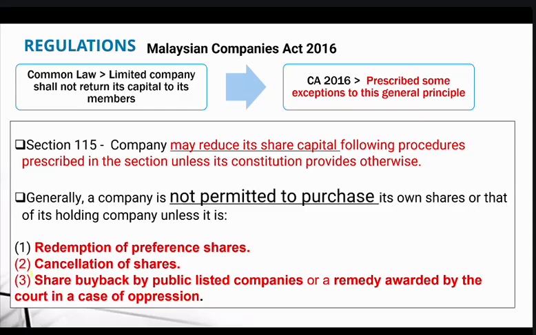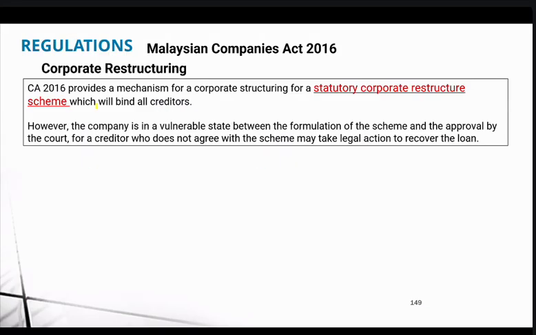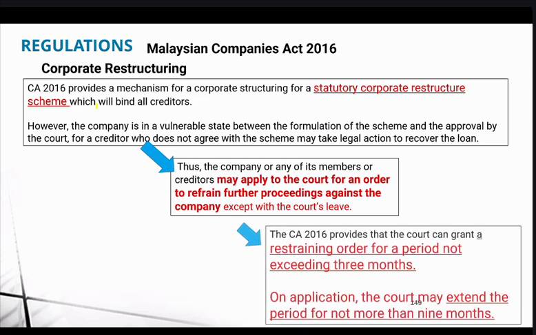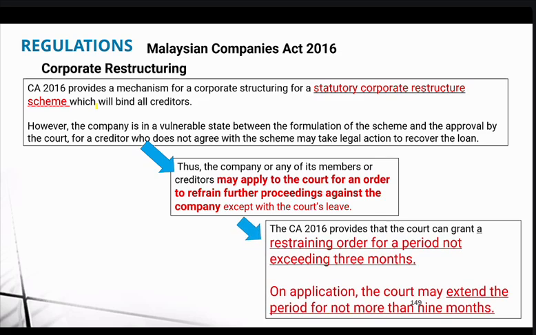Slide number 148. Now there are rules to this rule where you can return this capital to its member. Not really something they emphasize in exam. They did mention there's a statutory corporate restructuring scheme. So when they apply for a court order, they have to grant a restraining order not exceeding 3 months. The court can extend the period for no more than 9 months.